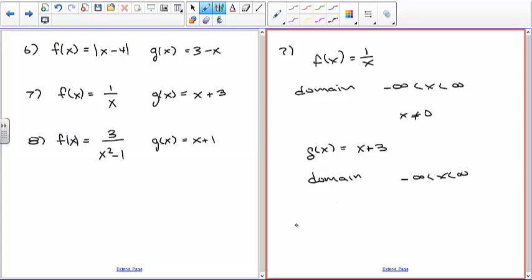Okay, then we do f of g of x. So f of 1 over something. In this case, the something is x plus 3.